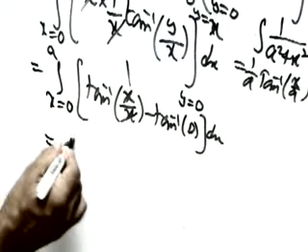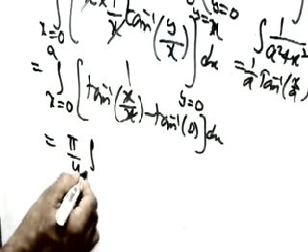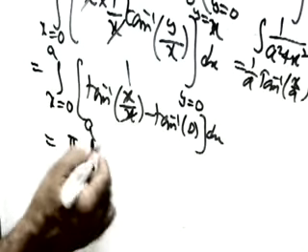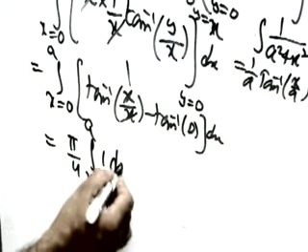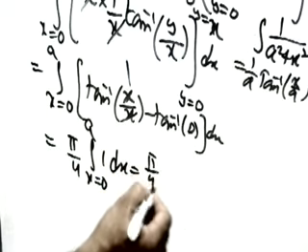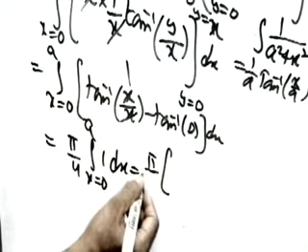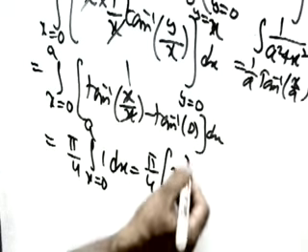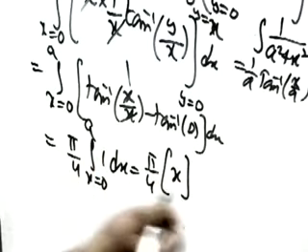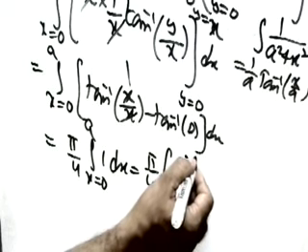Tan inverse 1 is 45 degrees, that is pi by 4. Take pi by 4 outside. Pi by 4 times integration x equals 0 to a. Now what is left here? Only 1 is left here. So let me integrate 1 with respect to x. Integration of 1 is x.